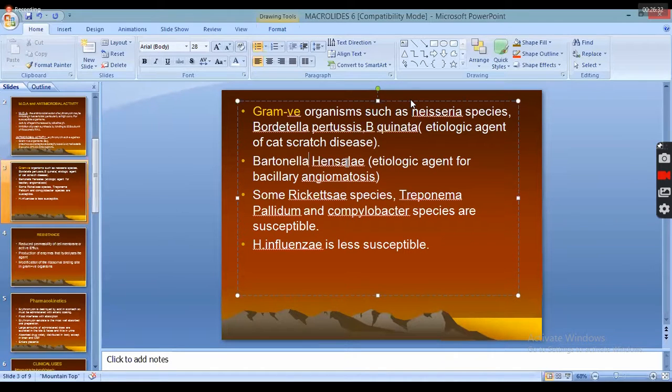Then Haemophilus influenzae is less susceptible. When erythromycin is given, it is not very effective against Haemophilus influenzae. If it is given in high concentration, it does have an effect, but there are better drugs available to act on Haemophilus influenzae. So this was the spectrum of activity.